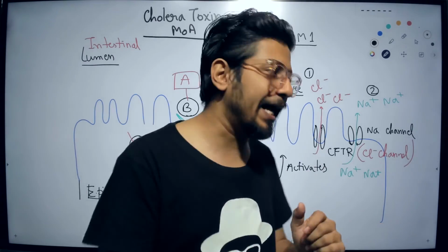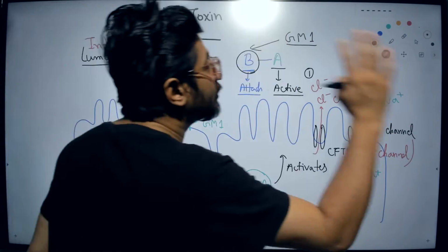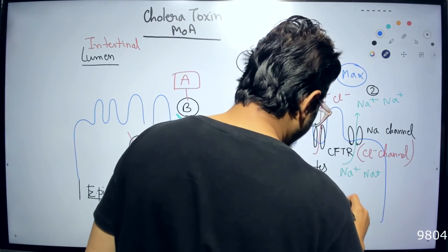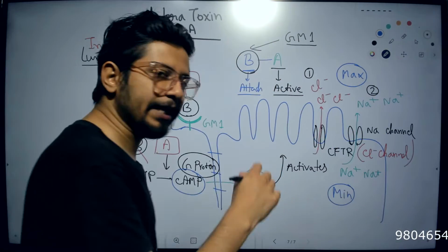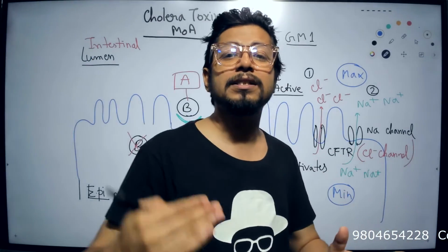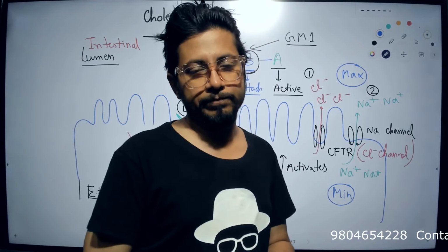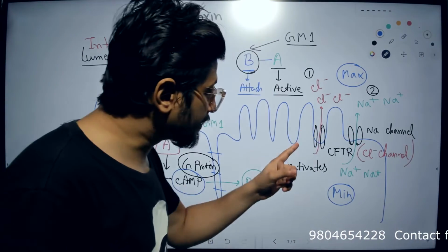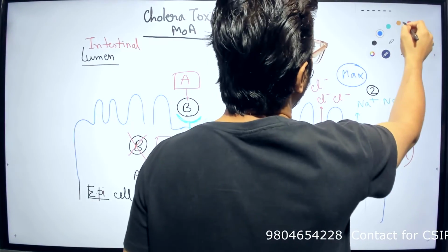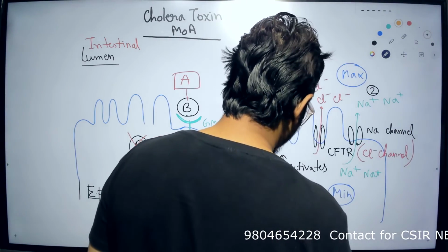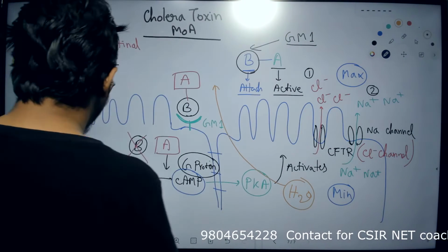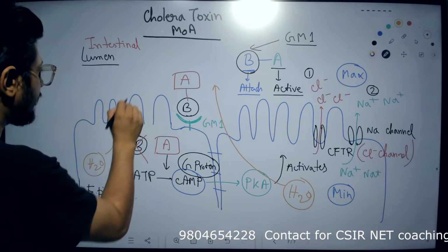And to balance the osmolarity, the solute concentration will be maximum here in the lumen and minimum in the intestinal epithelial cell cytosol. So to balance this, osmosis. What is osmosis? The movement of water from low solute concentration to high solute concentration. So water will flow, let me draw, water will flow from low to high. From low to high.